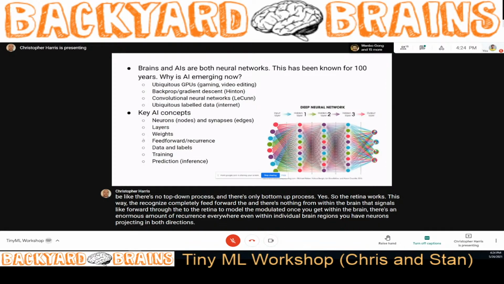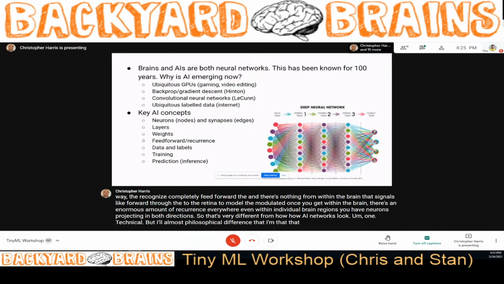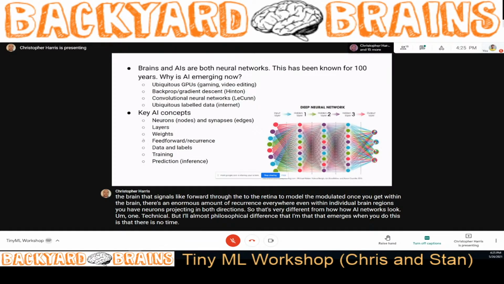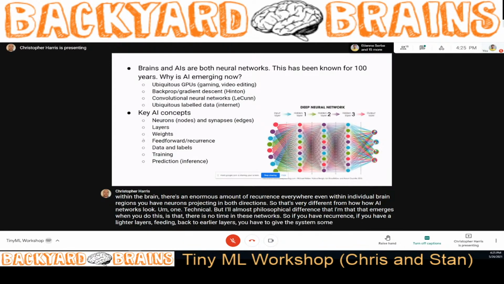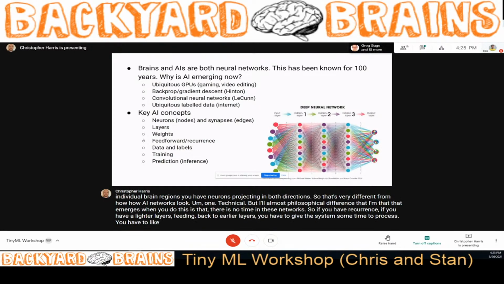One technical but almost philosophical difference that emerges when you do this is that there is no time in these networks. If you have recurrence, if you have later layers feeding back to earlier layers, you have to give the system some time to process. You have to let the information from the later layers percolate in the system a bit to let it settle into a state. So recurrent nets are sometimes called dynamical systems. They can be analyzed with dynamical systems theory because you need to let the system settle in time.